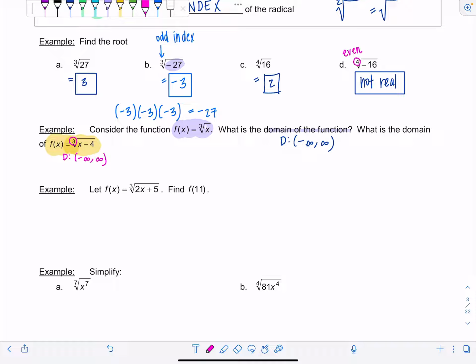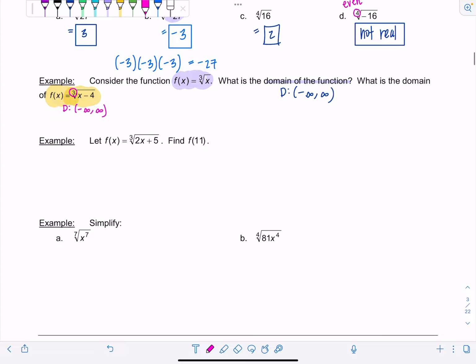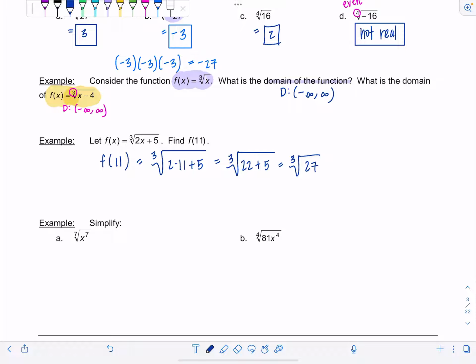Okay, a couple more examples. Let f of x equal the cube root of 2x plus 5. Find f of 11. All right, so f of 11 is going to be the cube root of 2 times 11 plus 5. So that's the cube root of 22 plus 5. So cube root of 27. And what is that? That is 3. Oh, okay. That's it. Just to help you practice using function notation while taking cube roots.